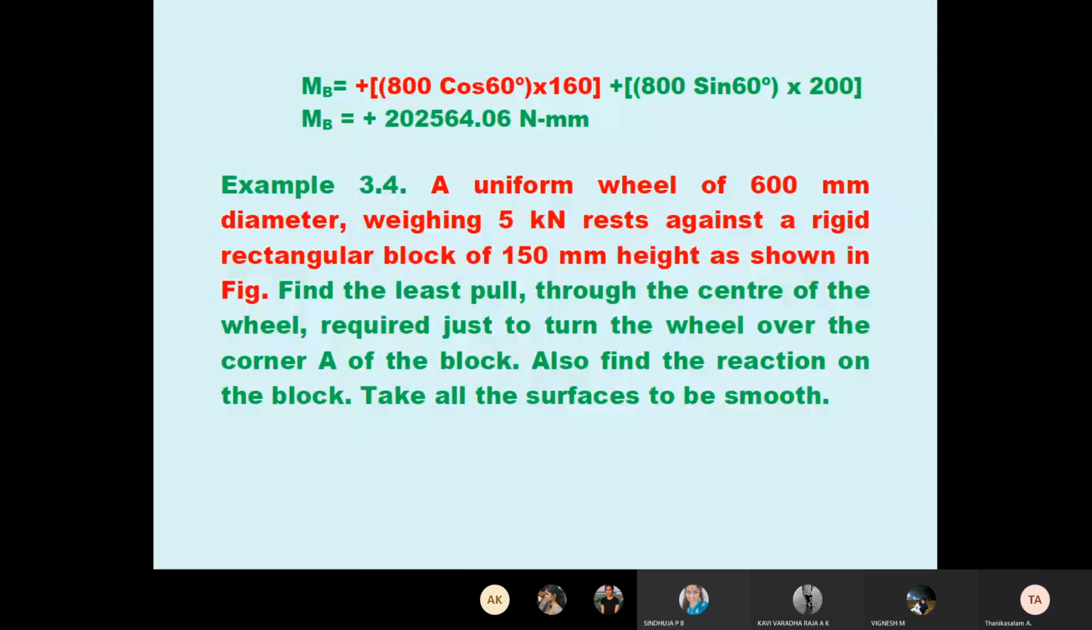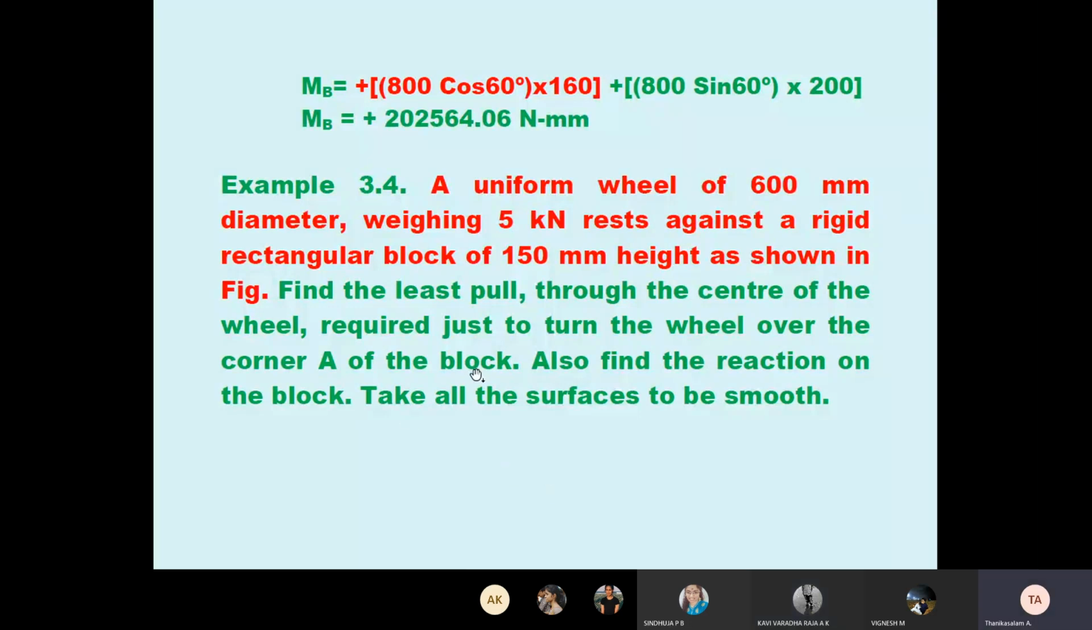Kavi? Yes, sir. A uniform wheel of 600 mm diameter, weighing 5 kilonewton, rests against the rigid rectangular block of 150 mm height as shown in figure. Find the least pull through the center of the wheel required just to turn the wheel over the corner of the block. Also find the reaction on the block. Take all the surfaces to be smooth.